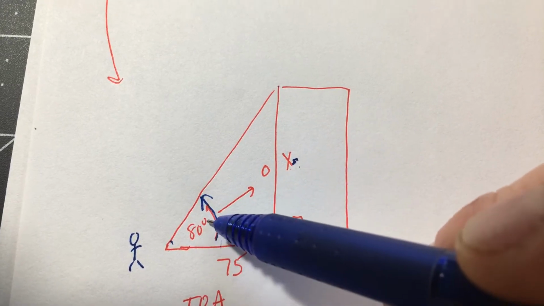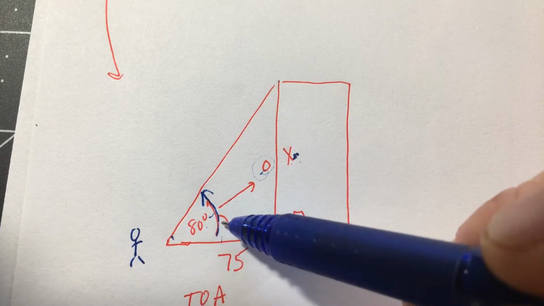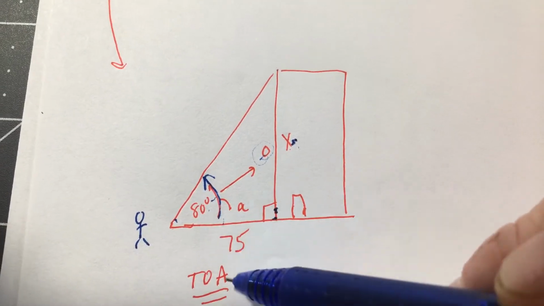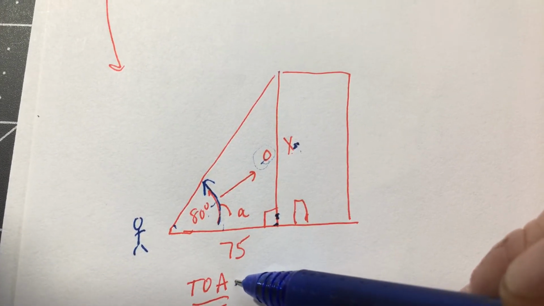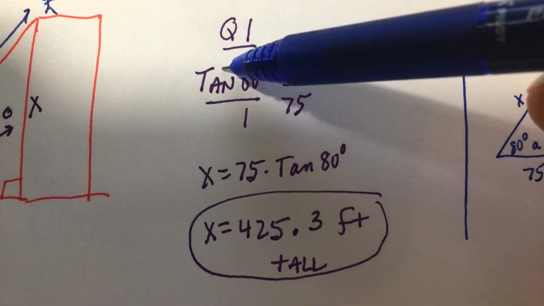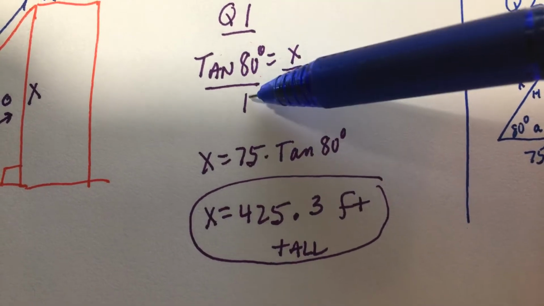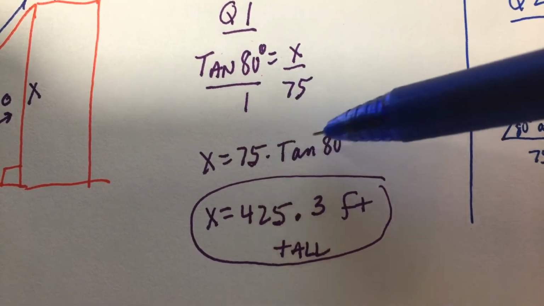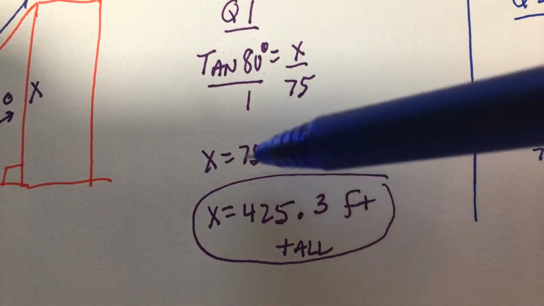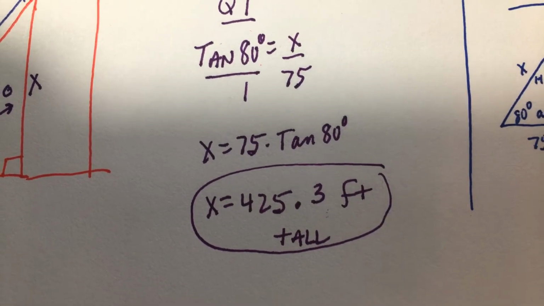Then you just say, well, what do we have? We have the X is opposite of our 80, and the 75 is adjacent. That's tangent, TOA. All right, let's go back up here. So then we would say the tangent of 80 degrees equals X over 75. Slap this over 1, do my cross multiplication, and I have what I want to punch in my calculator. And I get 425 foot tall building.